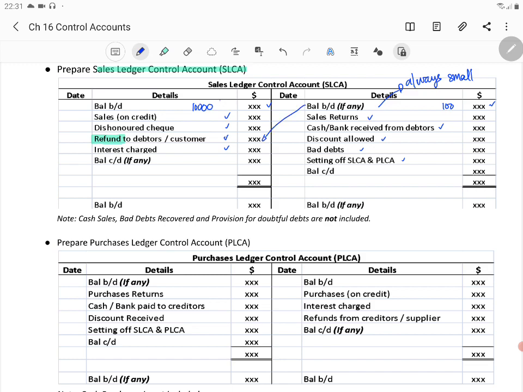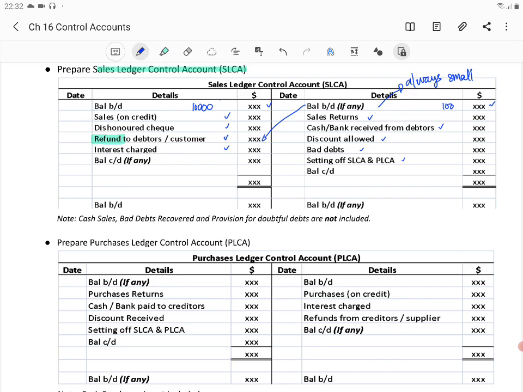If there is an overpayment, it will be shown on the credit side. When the overpayment is returned or refunded by the business, it goes to the opposite side. That is why a refund to customers or TR is put on the debit side. Okay, that's the clue, because a refund is taken from an overpayment account. An overpayment account goes on the credit side. That is why when you refund it, move it to the opposite side.